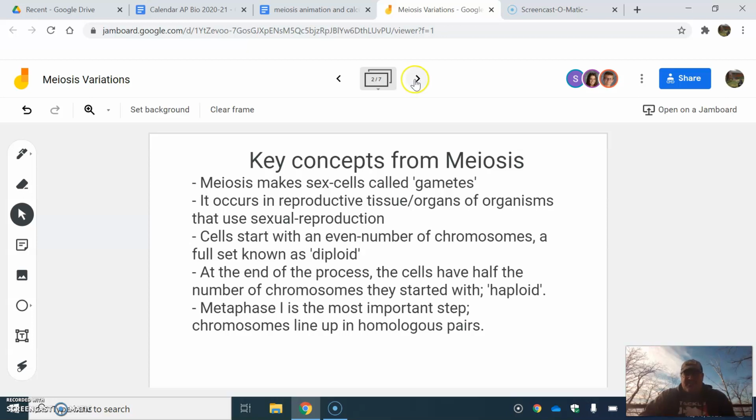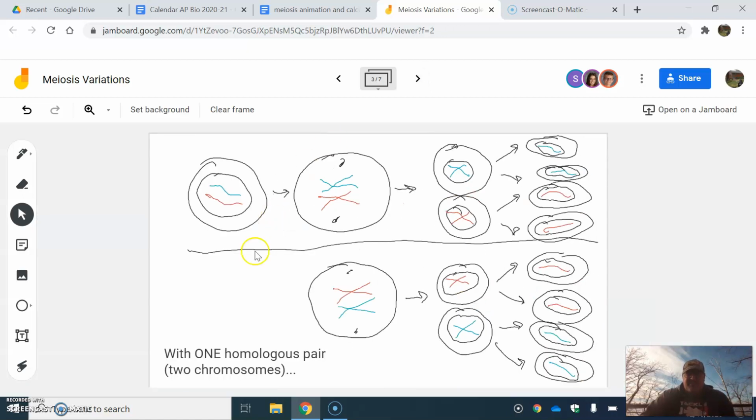And as you recall, hopefully from yesterday, the most important step is metaphase 1. That's how those chromosomes line up. And specifically in meiosis, they line up in homologous pairs. In mitosis, recall, they line up single file. So just a quick review from yesterday. I drew a little crappy diagram here. And you can see that with one homologous pair, we have a couple of different things going on here.